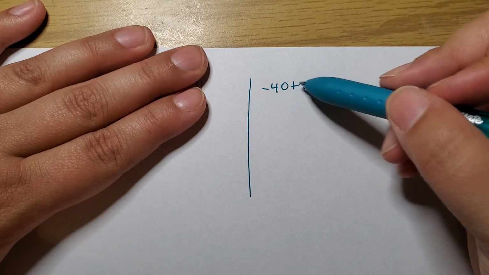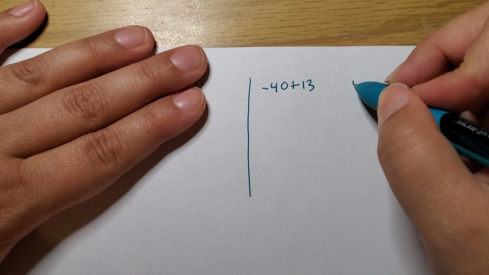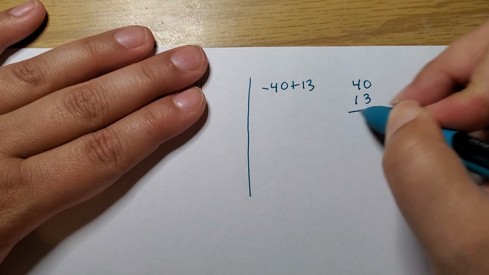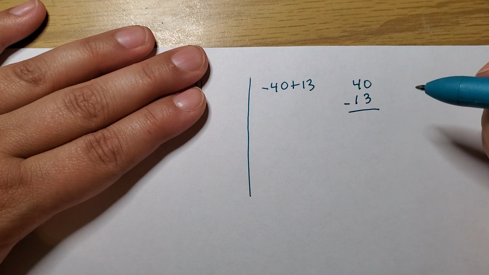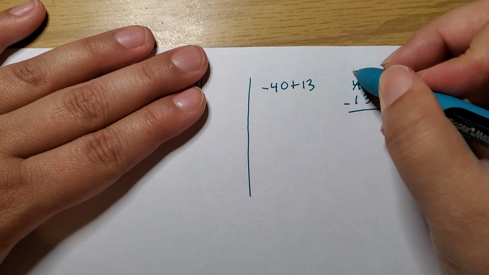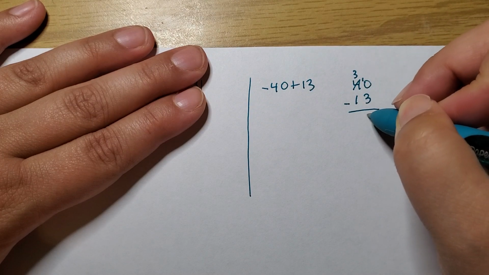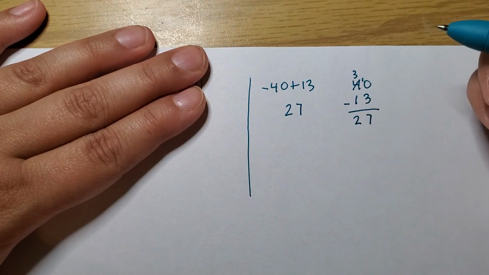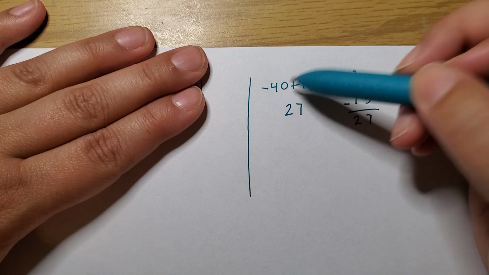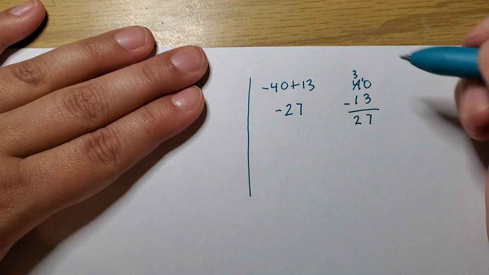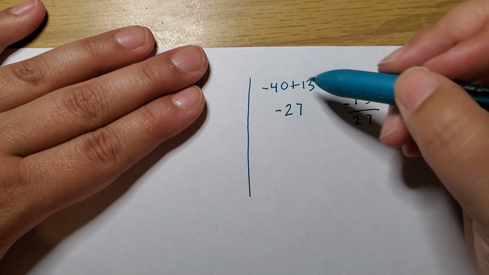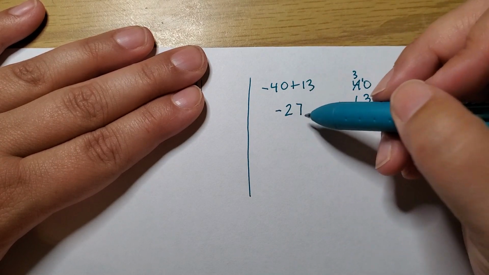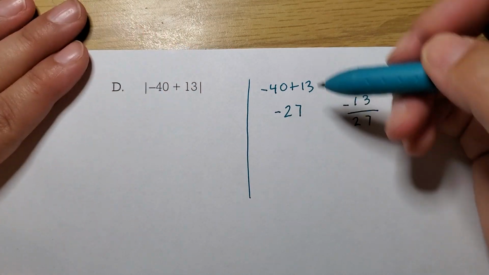I'm adding, and the signs are different. So I'm going to subtract. Okay, I'm going to do some borrowing here. So it's a 3 and a 10. Gives me 7 and 2. So we get 27. This first one was negative, and it was bigger than the 13. So since the bigger number was negative, our answer will be negative.